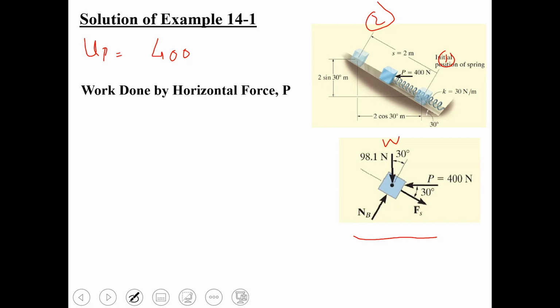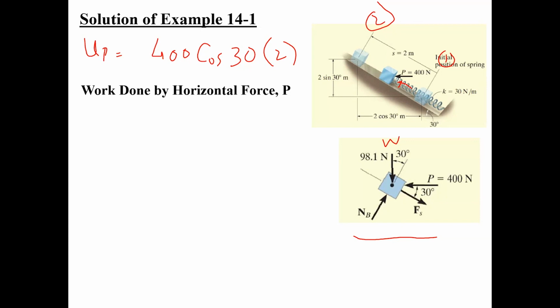It is going to be that applied force multiplied by displacement. However, since P and S are not along the same axis, either we consider the component of P along the direction of displacement, or we consider the component of displacement in the direction of force. So as per our discussion, it is going to be 400 cos of 30 into displacement which is 2. So we are resolving force along the displacement axis. We are considering this component of force, which is 400 cos of 30, and multiplying it with displacement, which is 2 meters between position 1 and 2.